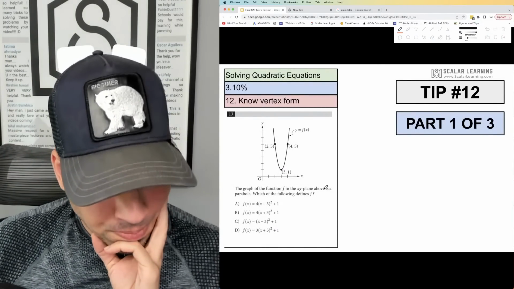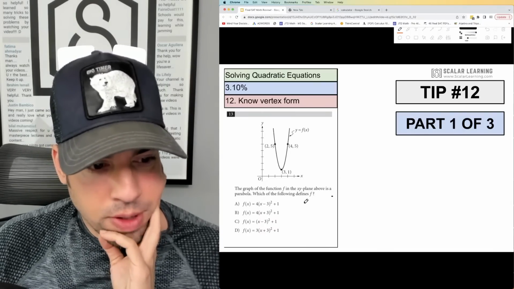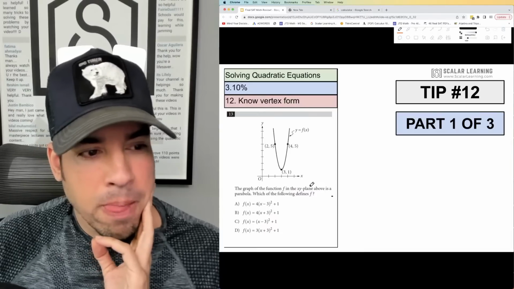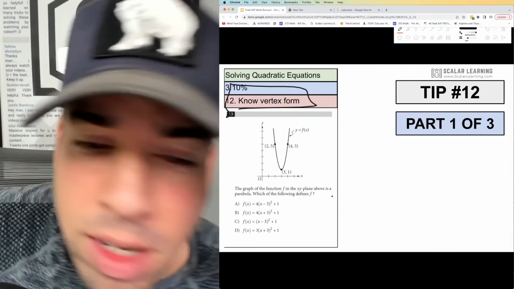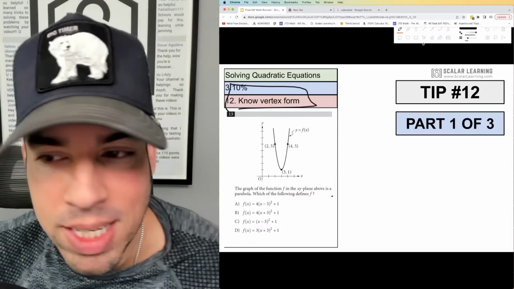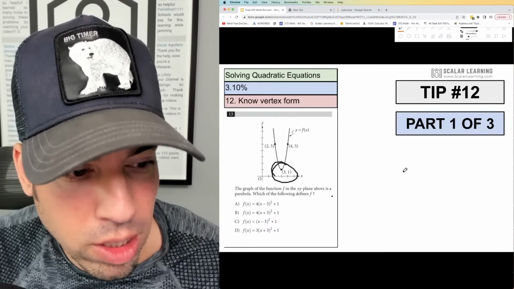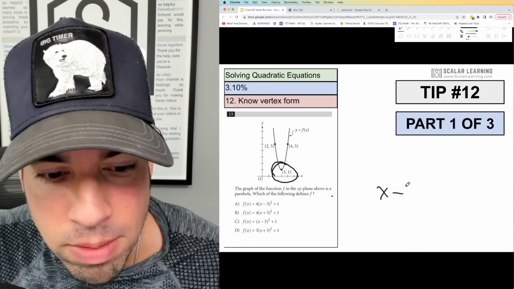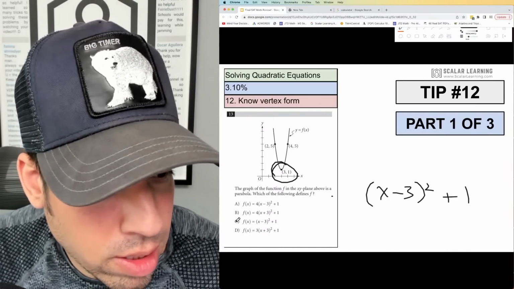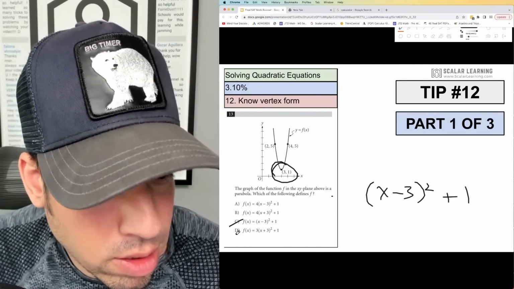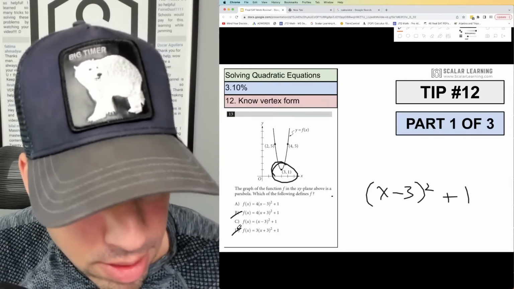Okay, here we go. Graph of the function in the xy plane above is a parabola. Which of the following defines f? Vertex form. We talked about this in the formula sheet, right? You got to know this to understand this question because this is in vertex form, right? And where's the vertex? Right there. So it should be x minus 3 squared plus 1. The thing is, we have that in two places. Whoops. We have it in A and C.